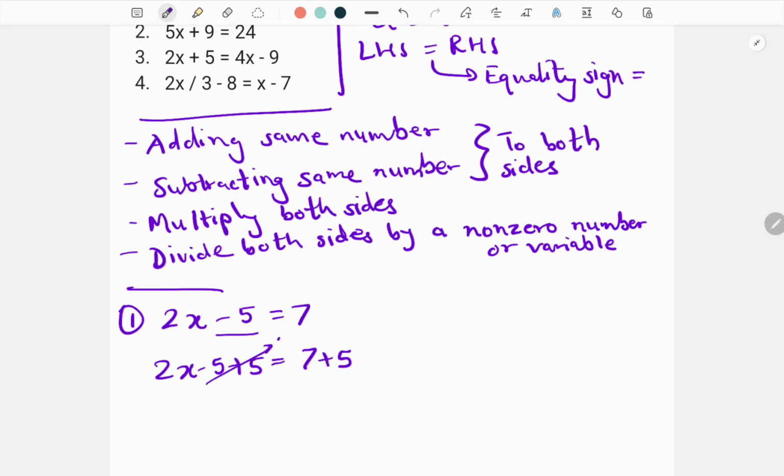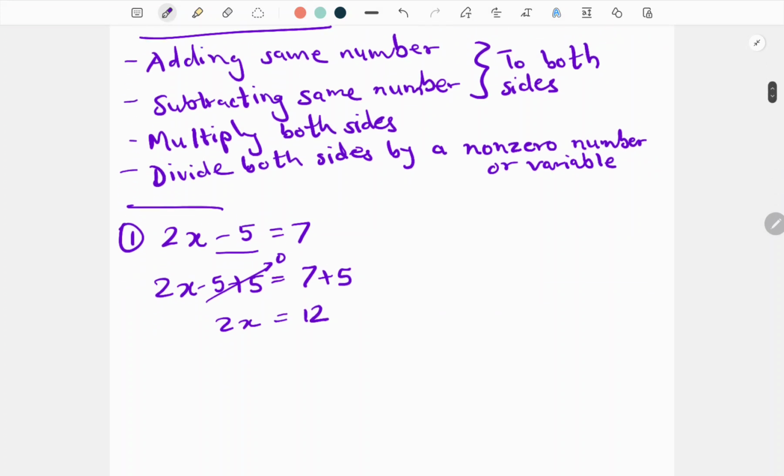Now this minus 5 plus 5 is 0. So I get 2x is equal to 12. So now again I have 2x is equal to something. So I need to divide both sides by a number 2 to get variables on one side, that is x only on left hand side and everything else on the right hand side. So 2x divided by 2 is equal to 12 divided by 2. So this 2 cancels, and so therefore we get 6. So that's the solution. X is equal to 6 in this case.